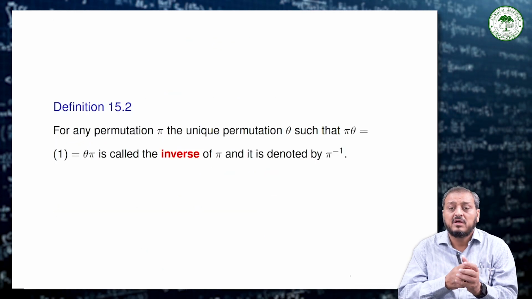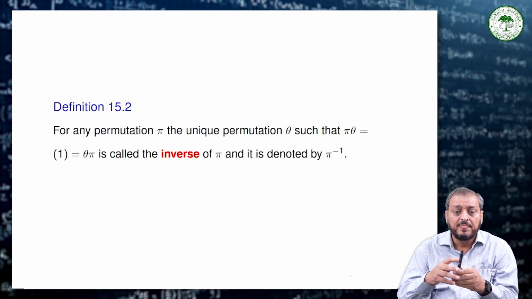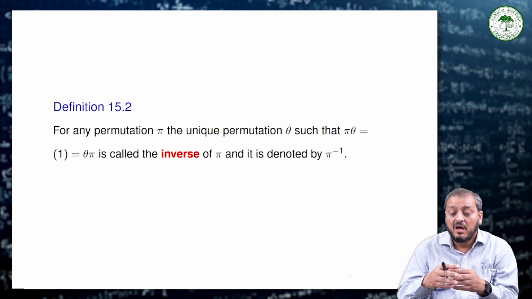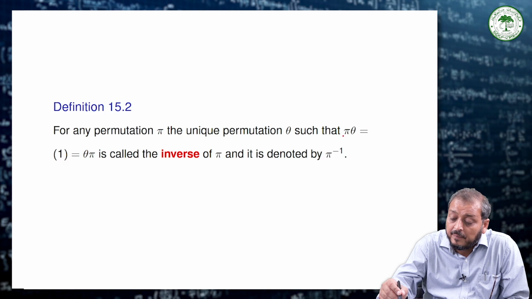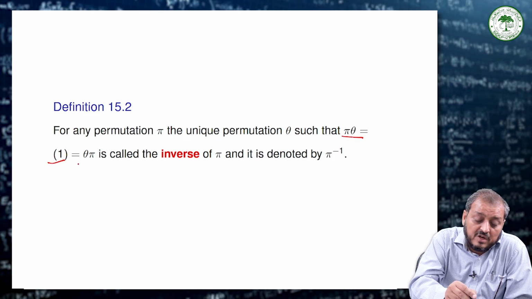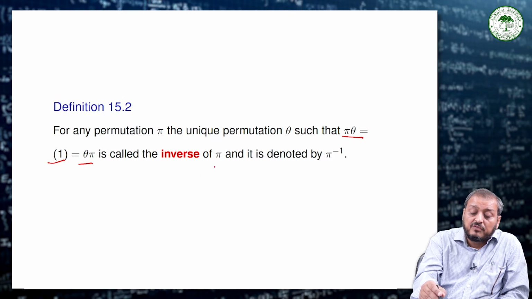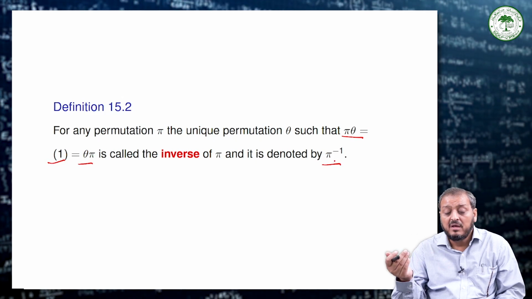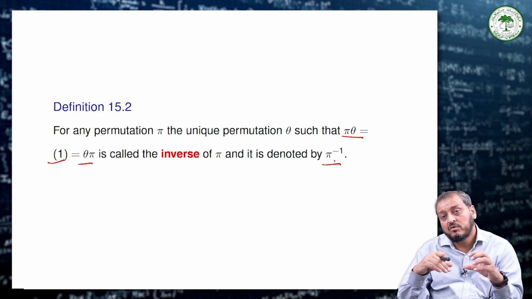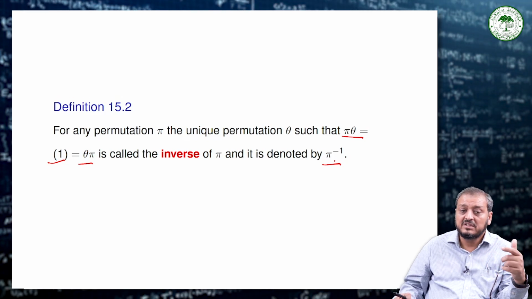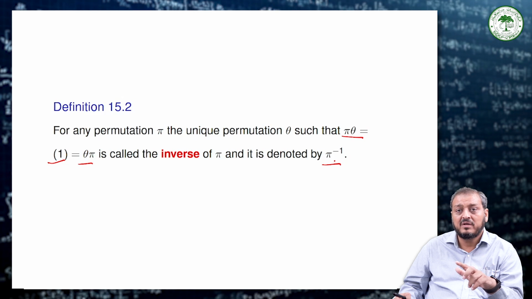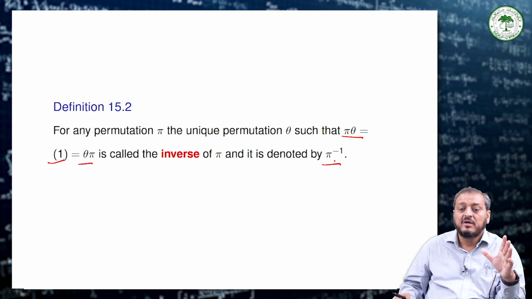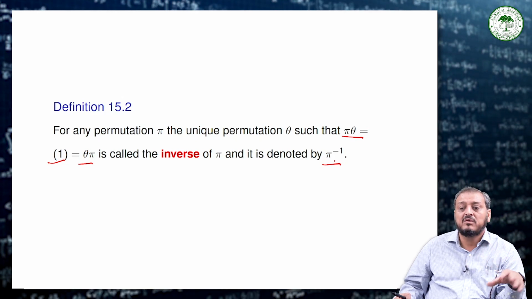Now, we define the next topic, the inverse permutation. For any permutation pi, the unique permutation theta such that theta pi is equal to the identity permutation, and pi theta is also the identity, is called the inverse of pi, and it is denoted by pi inverse.